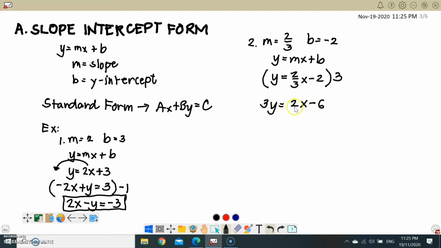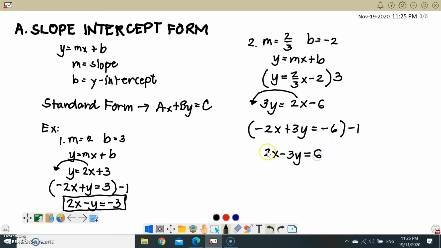So transform the equation into standard form. We transpose positive 2x to the other side of the equation, giving you -2x plus 3y is equal to -6. So let us make the first term positive by multiplying the whole equation by -1. So -1 multiplied by -2x is equal to positive 2x. -1 multiplied by positive 3y is -3y, equals -1 multiplied by -6 is positive 6. And you now have the equation of the line whose slope is equal to 2/3 and y-intercept equal to -2.